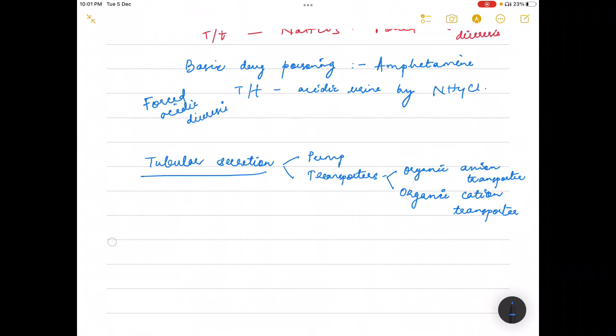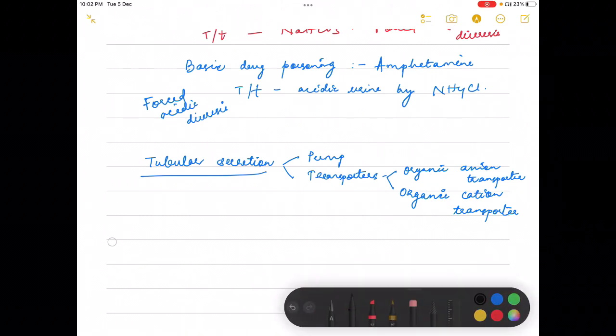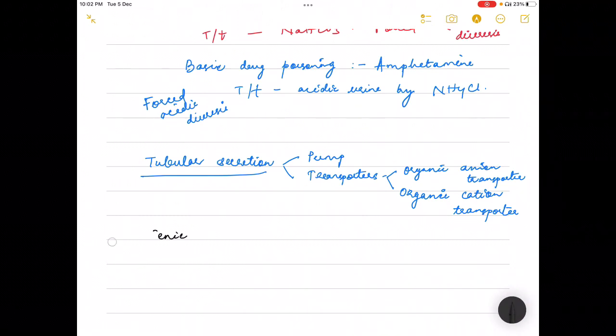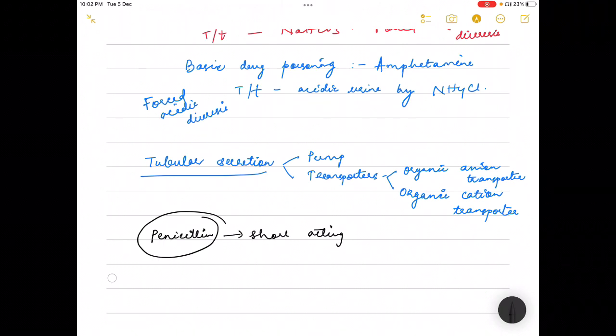And one of the examples of tubular secretion is that of penicillin. Penicillin is a very short acting drug, and that is due to the rapid tubular secretion.